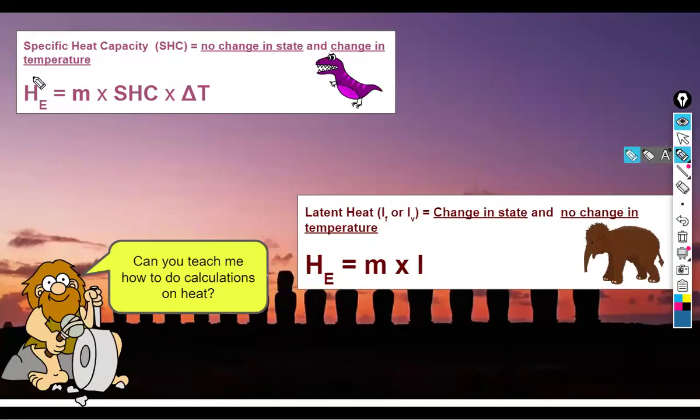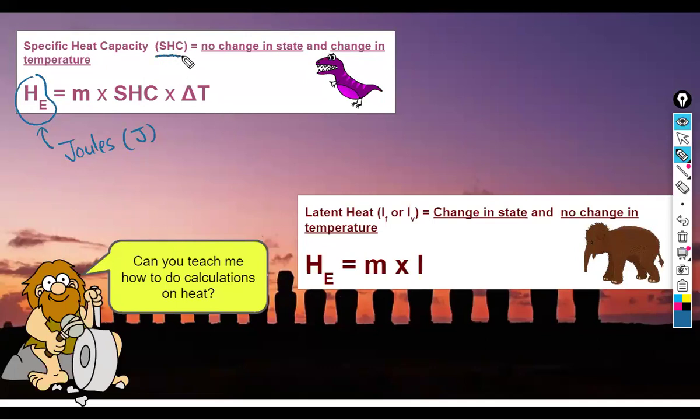And the symbol for that we're going to be using is HE. And all energy, no matter what kind of energy, is measured in joules. And the symbol for that is, as you all may have remembered, capital J. So there's one formula to calculate. Let's quickly go through this.